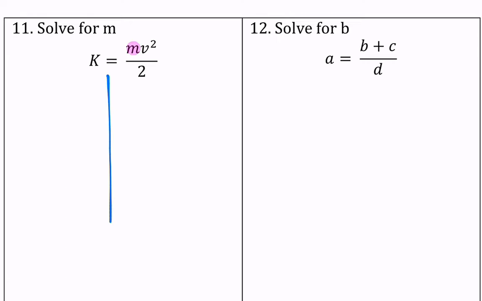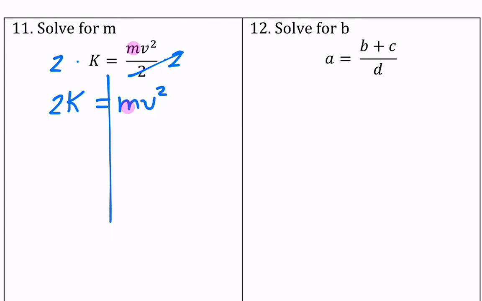So remember, I don't want you to use a little x. Either use a dot or parentheses. I'll use a dot. I'm going to multiply by 2 on both sides. So on the left, 2 times k, remember you just stick them together, that's 2k. On the right, my times 2 and divide by 2 cancels, so mv squared falls down.